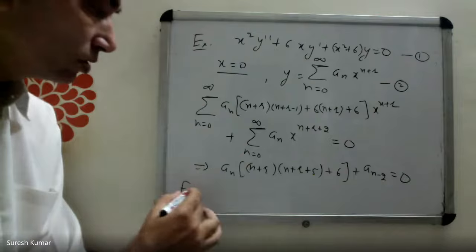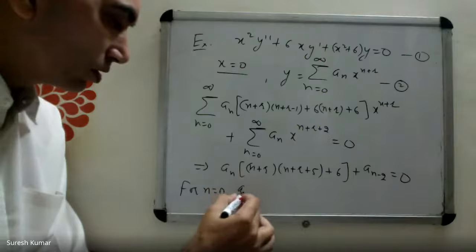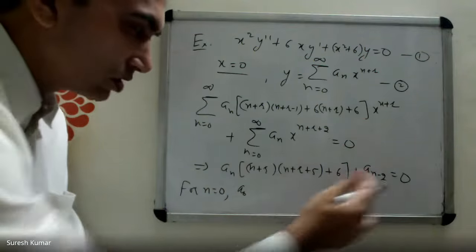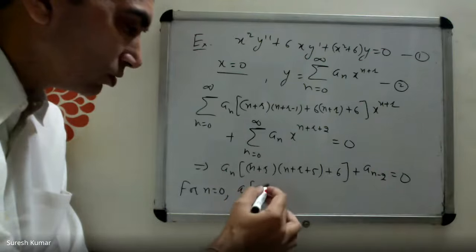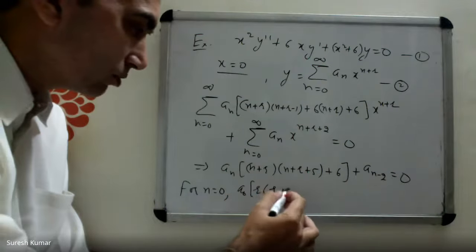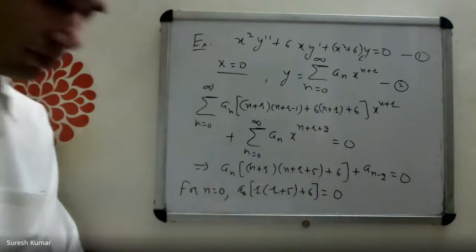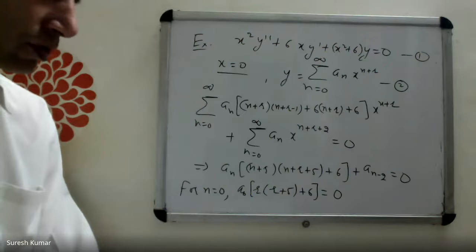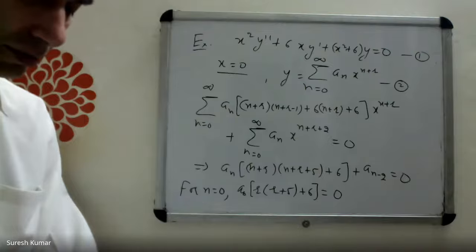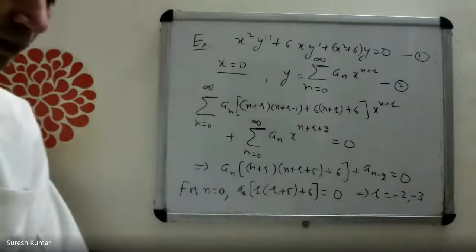So for n equal to 0, what do you have? A naught times only this, you need not consider this one. A naught times r into r plus 5 plus 6. So what are the roots of the indicial equation? Minus 2 and minus 3, correct?